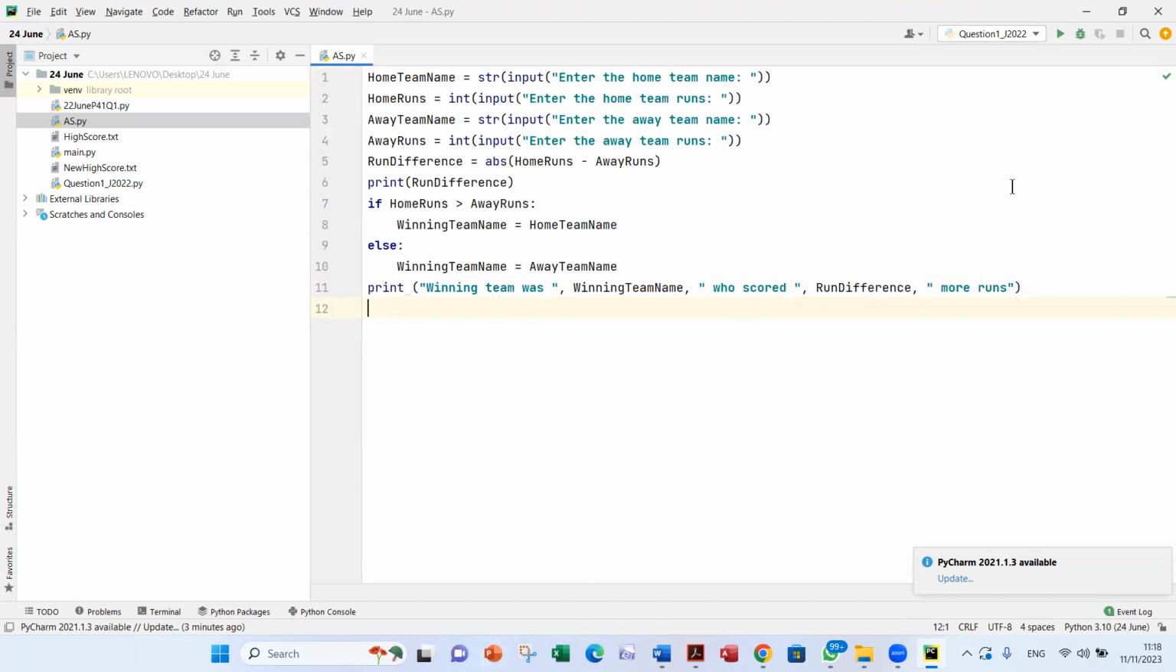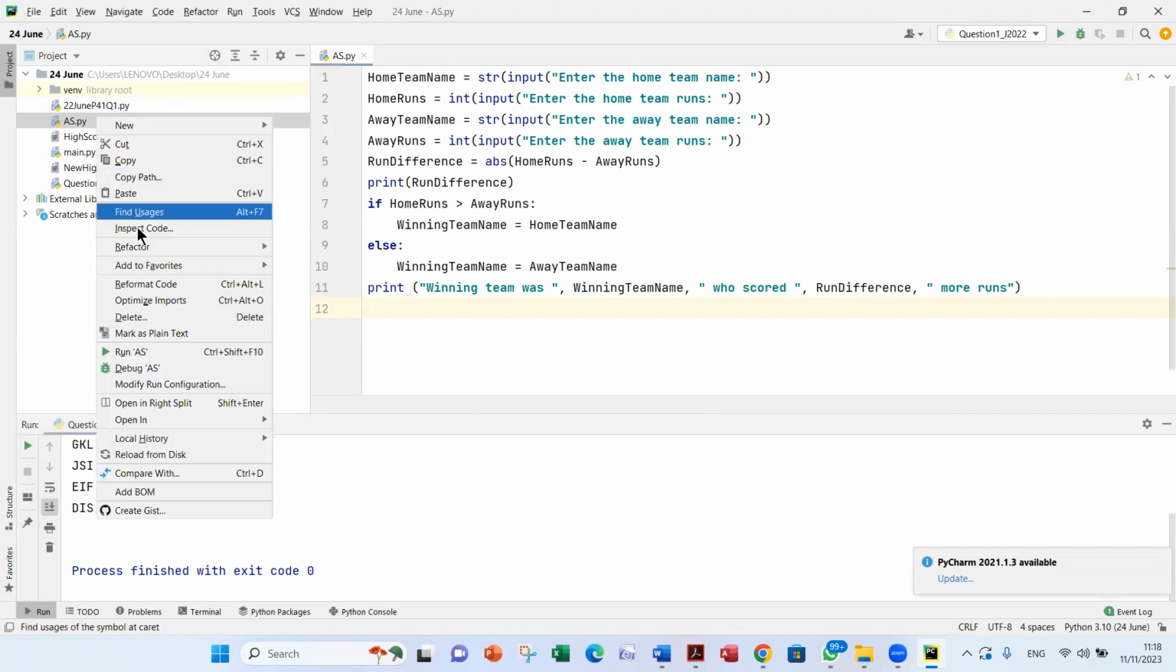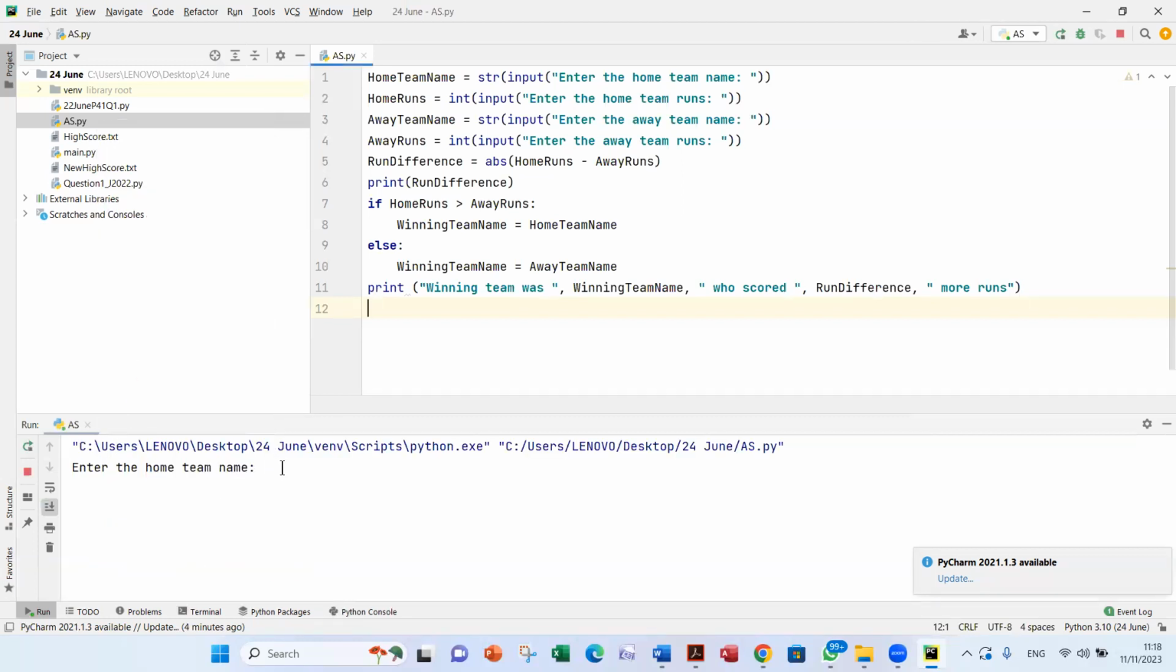Let us run it and play with it, because I don't want to take your time explaining how it will look. This is AS. Let us run it from here. This is how it looks. I have more details than should be in the question. I say here, enter the name of home team. This is what's in here. We call this a prompt.